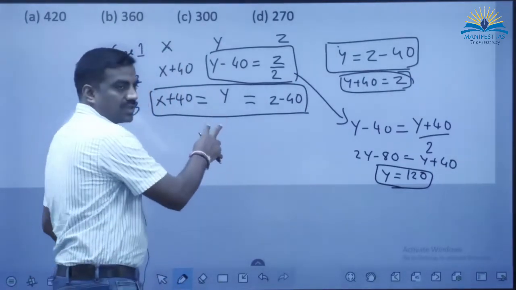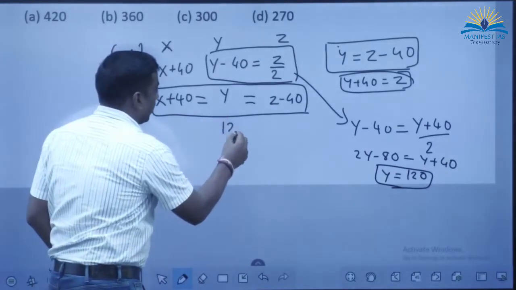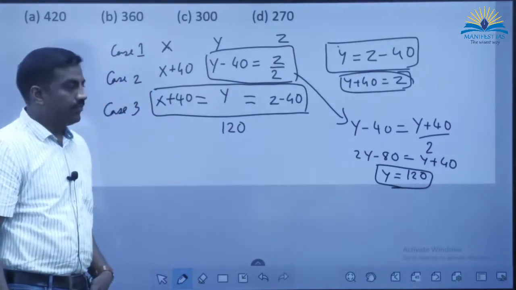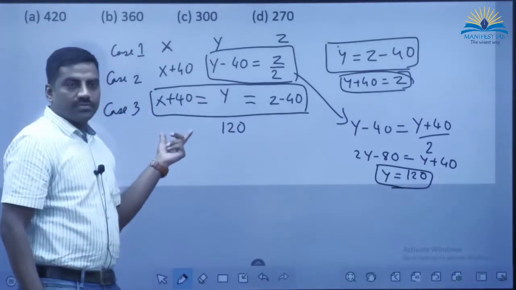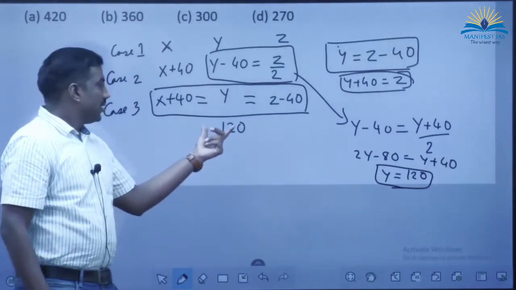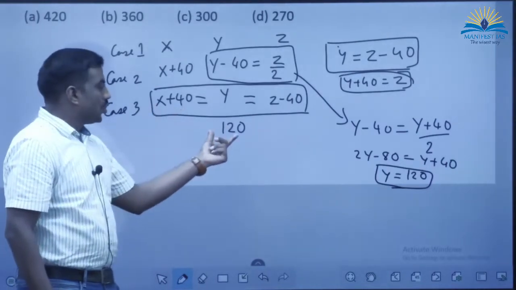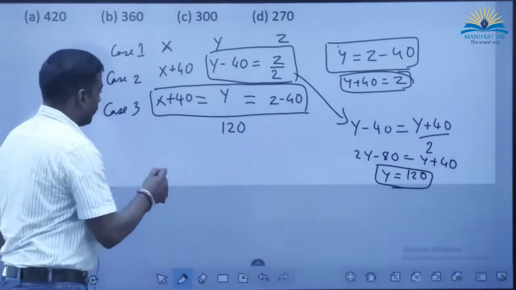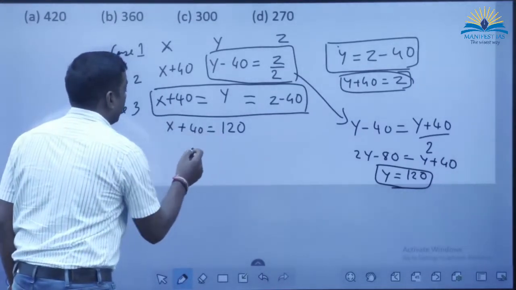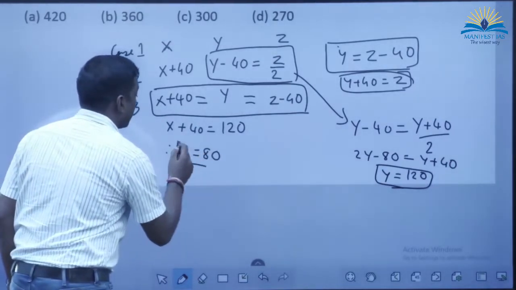Look at this. If I put 120 here, what will be x? If this is 120, x plus 40 is equal to 120. So, x is equal to 80.